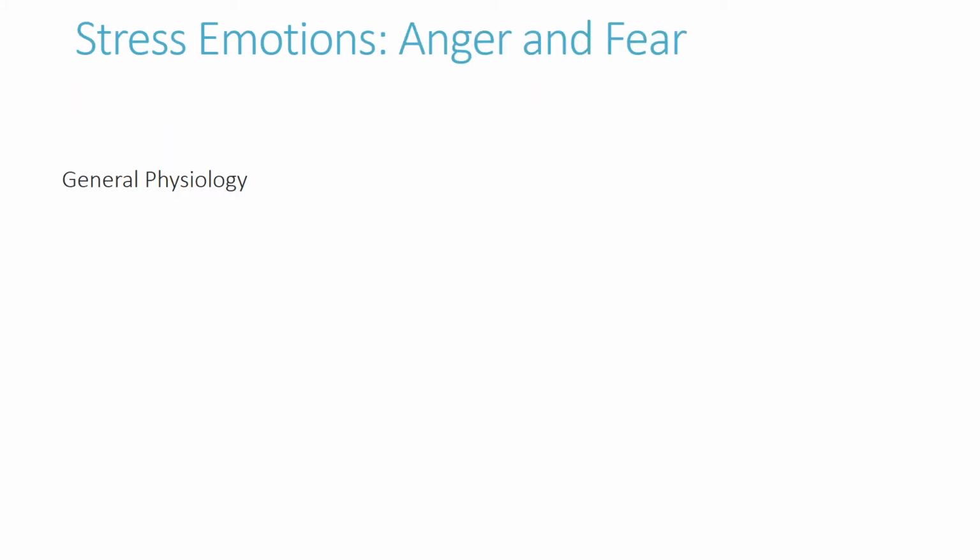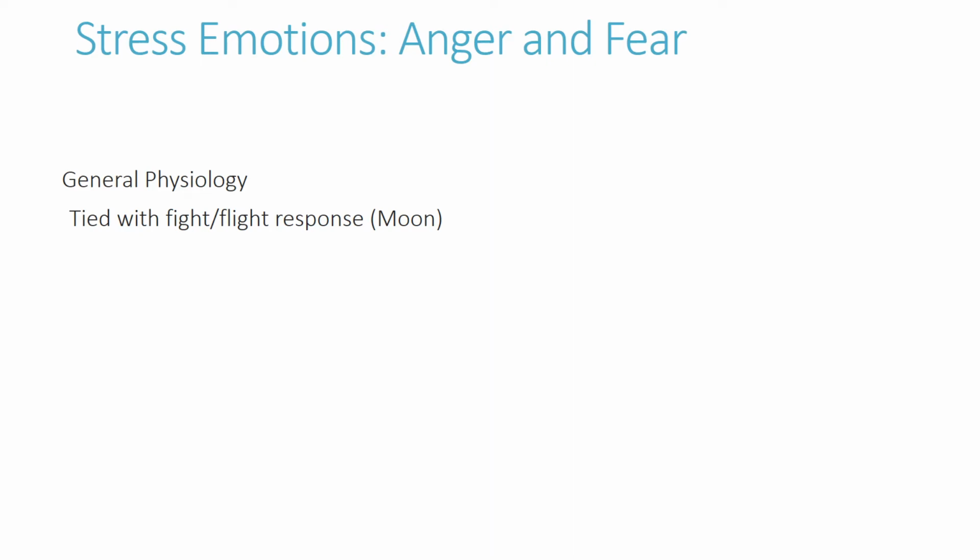Let's go back to anger and fear. The general physiology we know well. They are the primary emotions of the stress response, fight, flight. We know that these responses are part of that physiological response, and we can elicit these emotions just by thinking about things, can't we?